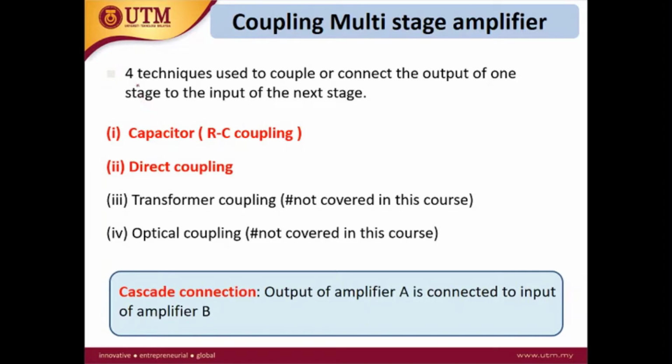There are 4 techniques used to couple or connect the output to do the cascade connection. The first 2 will be discussed in this course. The first one is capacitor coupling. If you recall chapters 3 and 4 on the single stage BJT and MOSFET amplifier, the input source and the input port of the amplifier are connected through capacitor coupling. This is what we have done in the single stage.